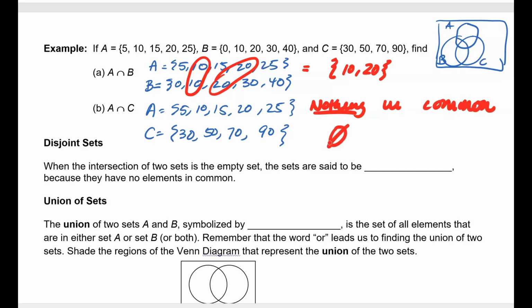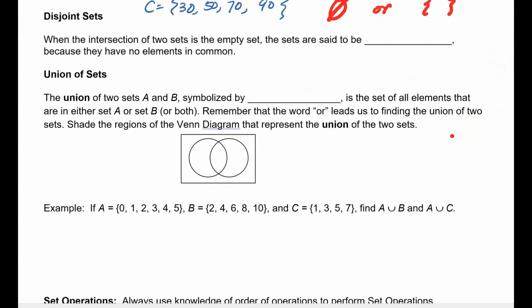And on Connect, if you had to do this, you could either put the empty set symbol, which is going to show up on that math palette that you can click on, or you can enter in the curly brackets with nothing in between, and you can use your keyboard for that. So either one.